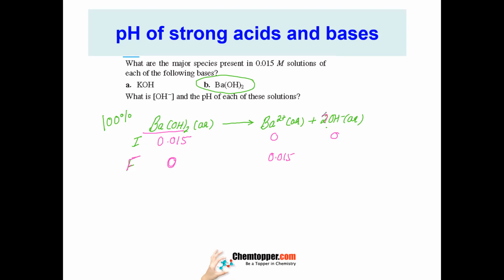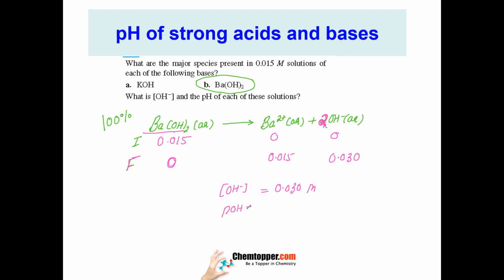You have to take care of this too. One barium hydroxide will give you 2 OH minus. So it is 0.030. Yes, good. It should be multiplied by 2. So what's the concentration of OH minus? What's the pOH? This question can be there in the exam. It's so simple, but if you make an error here, you won't be able to get the answer.